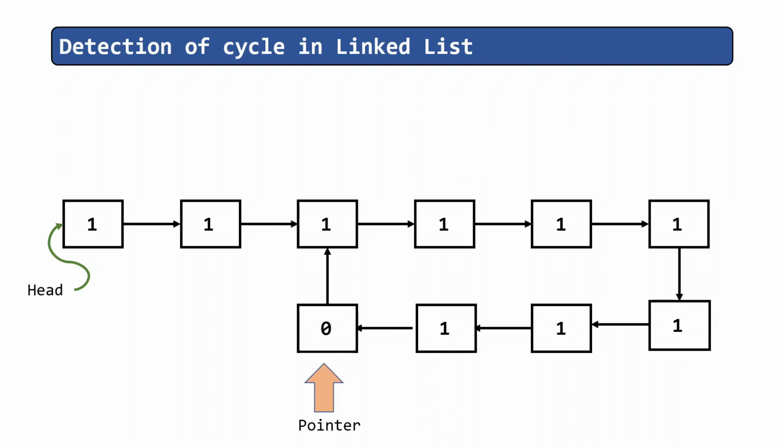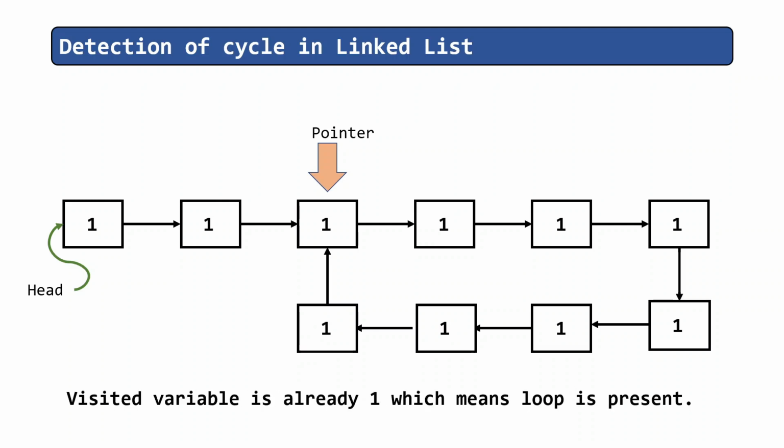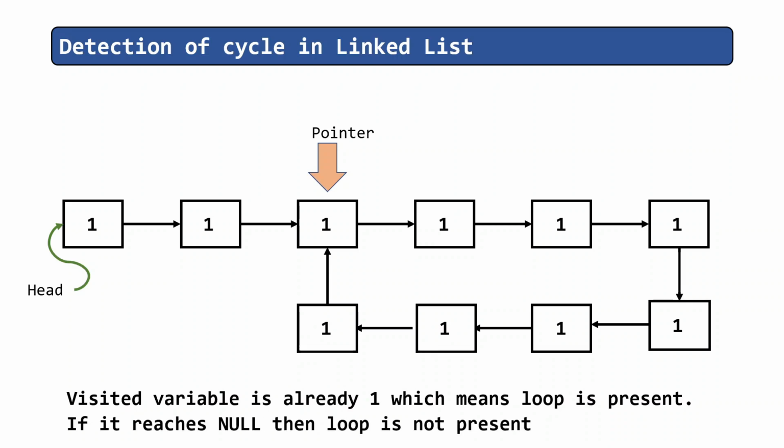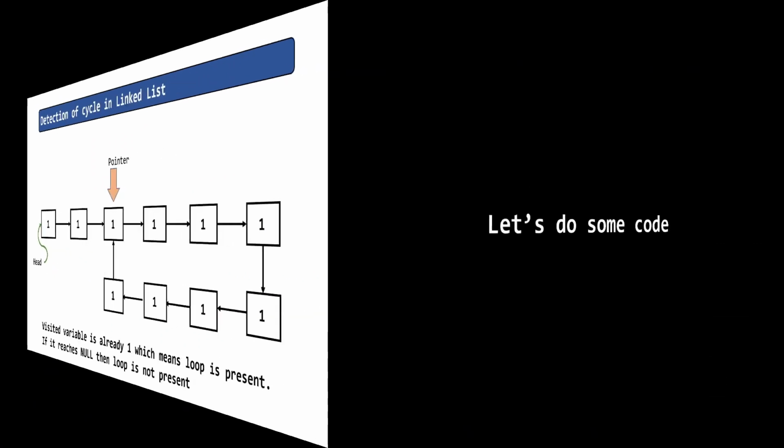and when the pointer again comes to the third node, it sees that the visited variable is already 1, which states that cycle is present in the list, which means loop is present. If the pointer reaches null, then loop is not present in the list. So let's do some code for this also.